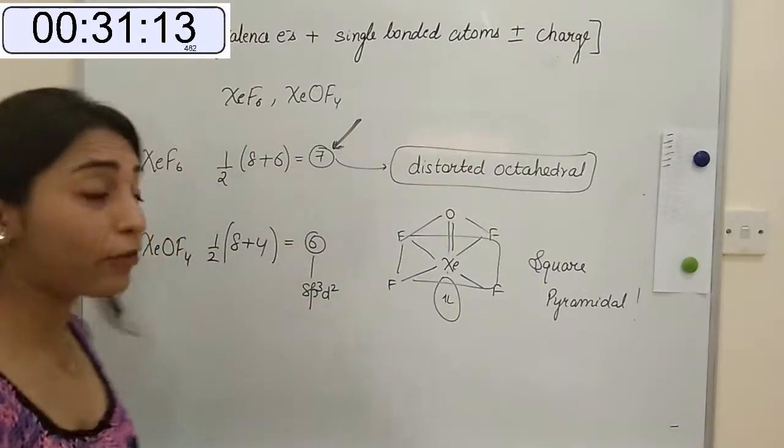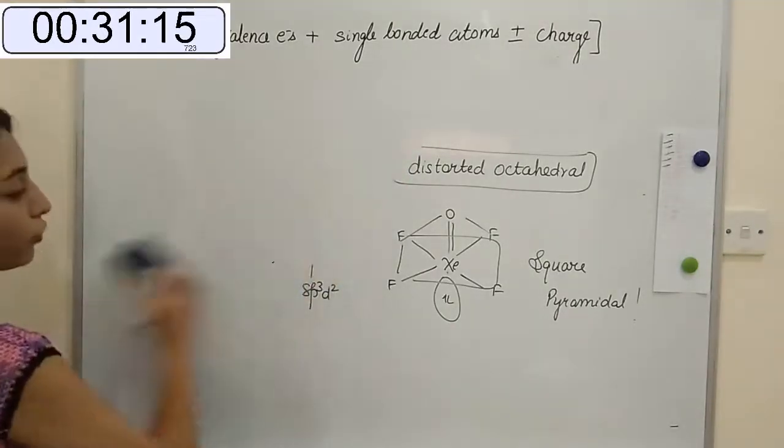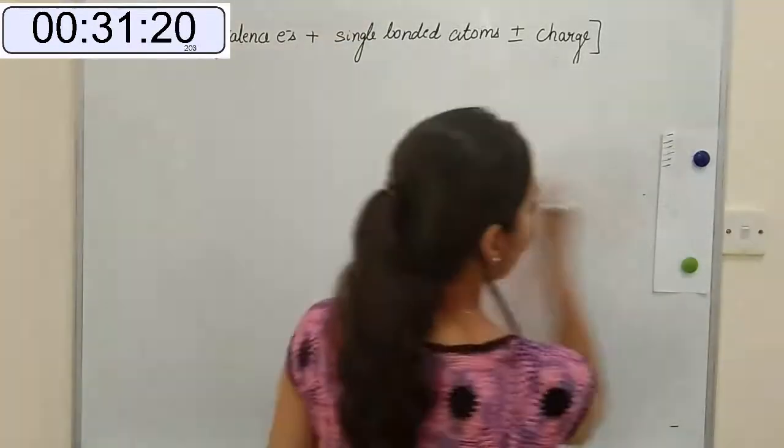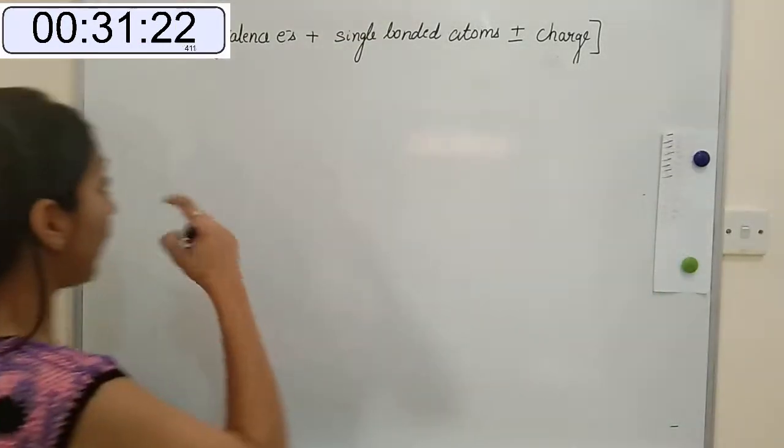Done? So this was about XeOF4. Let us try to do a few more examples if they are there. I think I'm close to number 40 now. Now we have XeO3 and I minus.